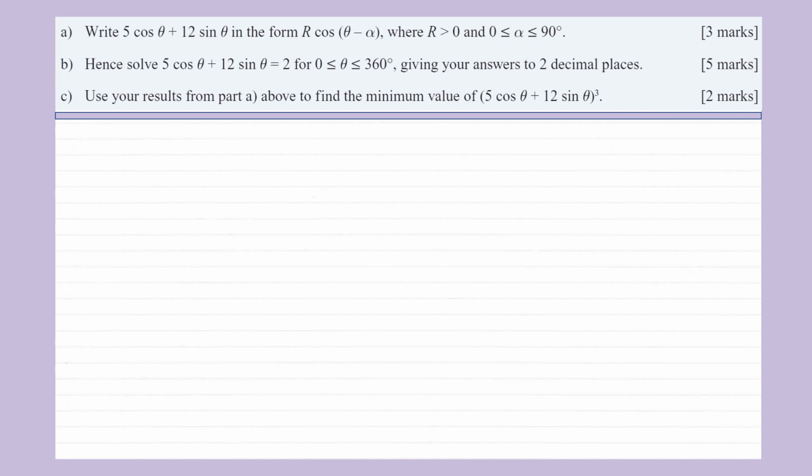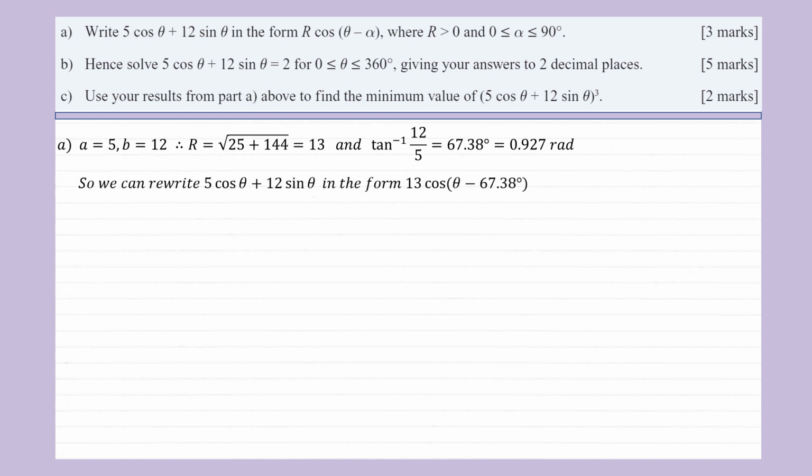Here's another question. Write 5 cos theta plus 12 sine theta in the form of r cos of theta minus alpha, where r is greater than 0 and alpha is between 0 and 90. Right, so looking at our R addition formulas, we can see that a is 5, b is 12, r is therefore going to be the square root of 25 plus 144, which is 13, and alpha is the inverse tan of 12 over 5, which is 67.38 degrees, or 0.927 radians. Right, so part A done.